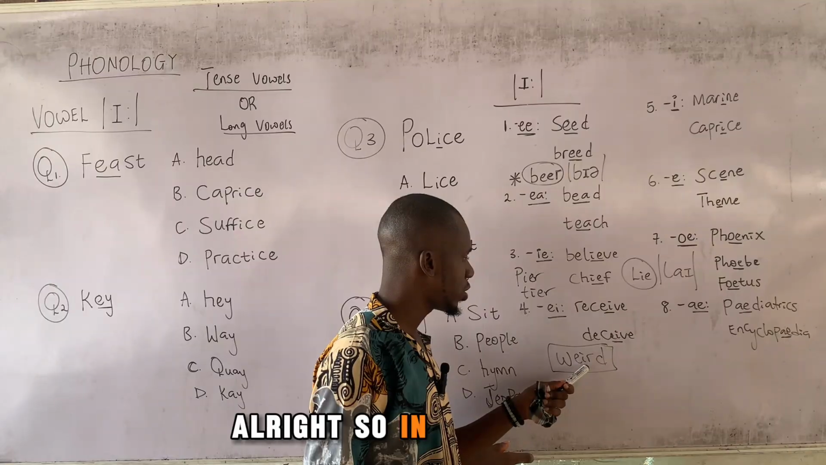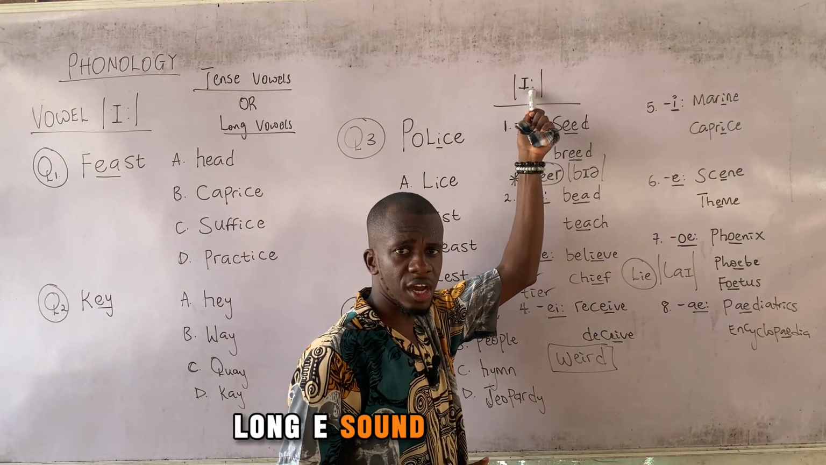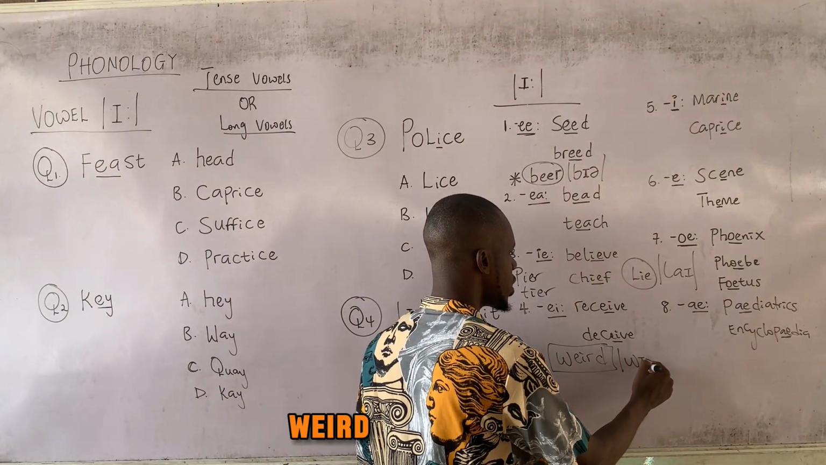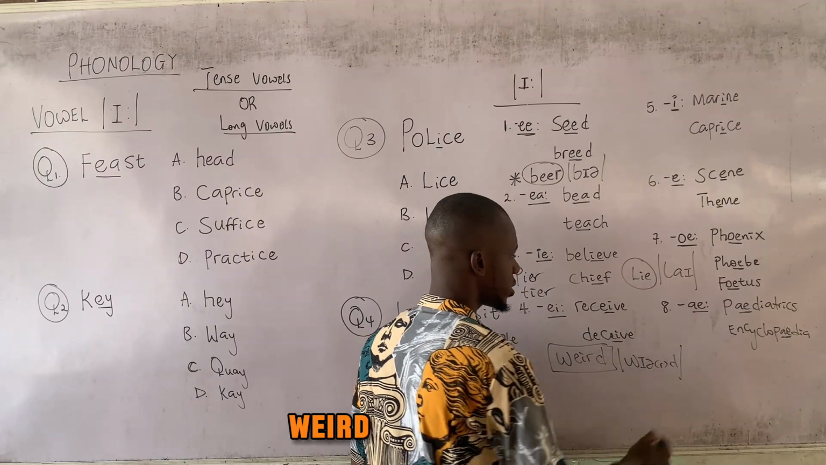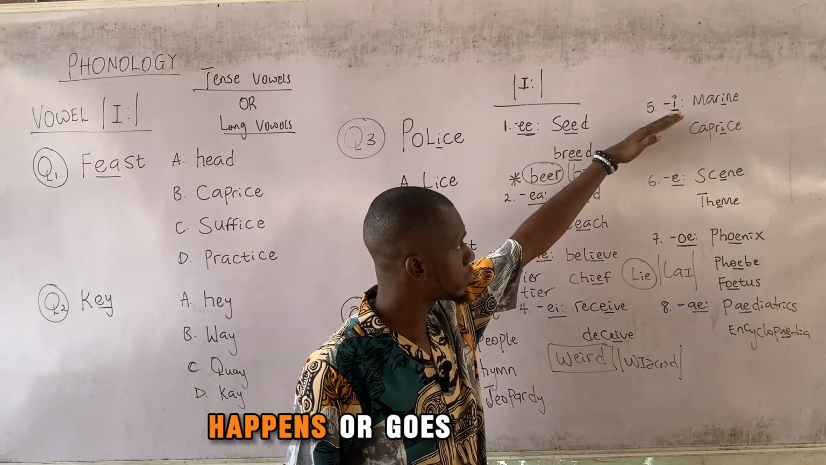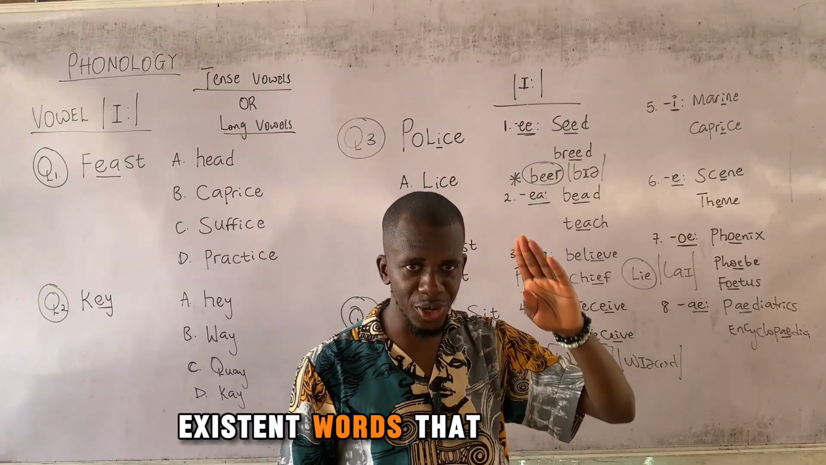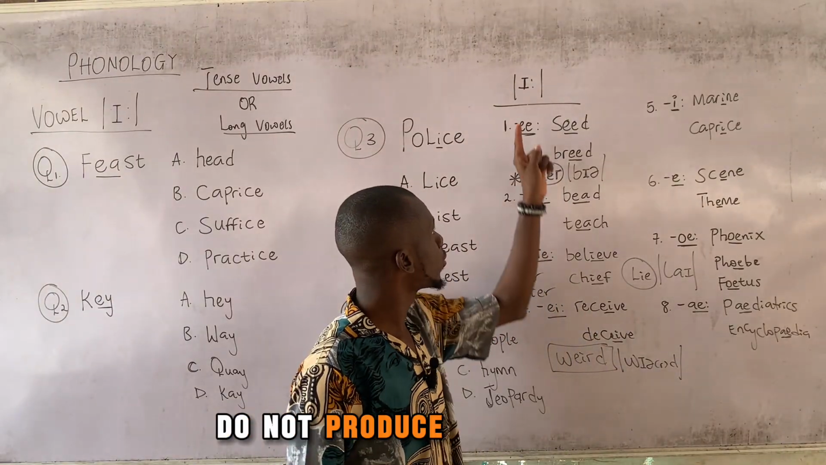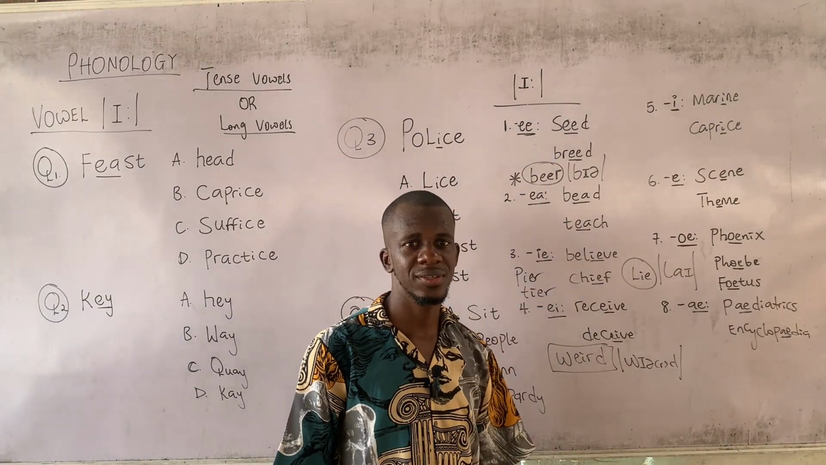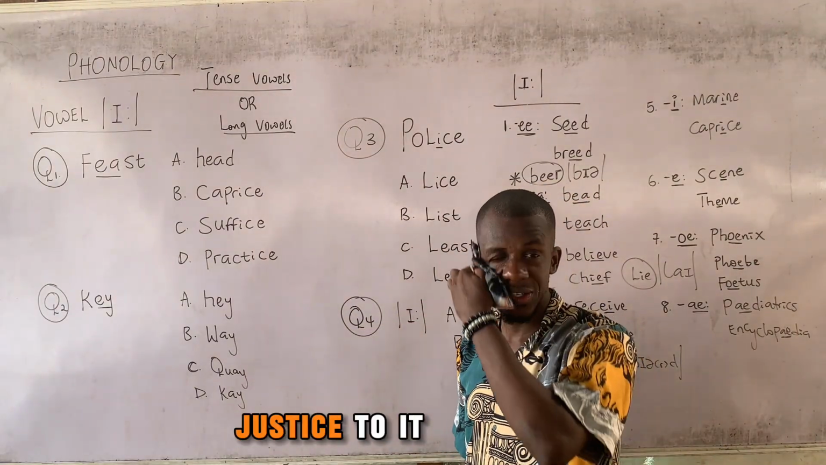So in this word, the letters EI are not giving us the long E sound. Rather, it is giving us a diphthong. Weird, weird, weird. Excellent. So the same thing goes for all of the others. Yes, there are existent words that do not produce this sound, although they possess these letters. I hope you get that now. Excellent. So let's come to our questions and let's do justice to it.